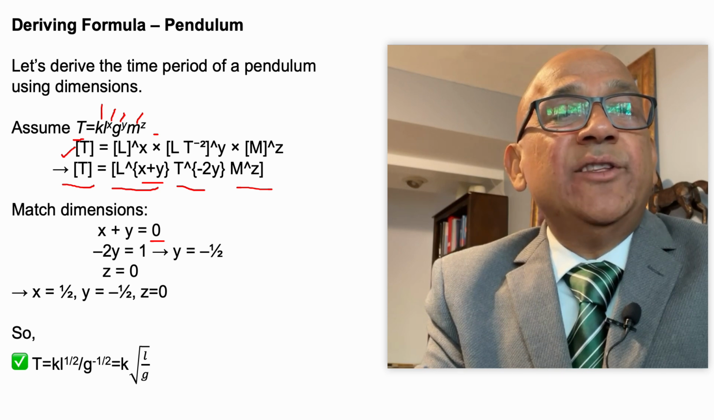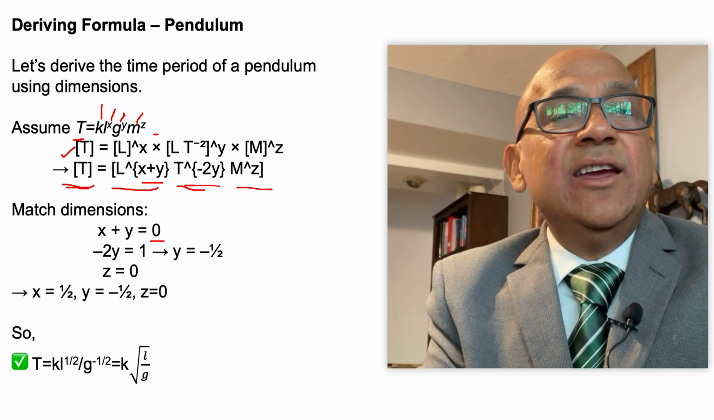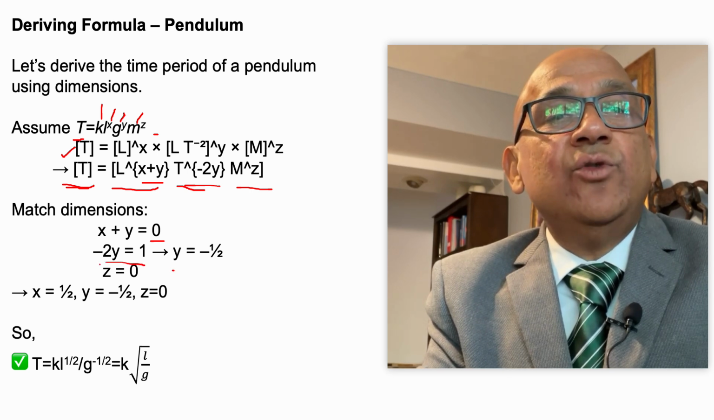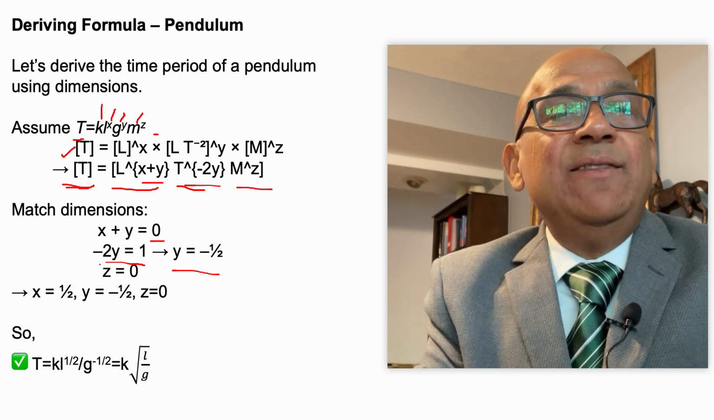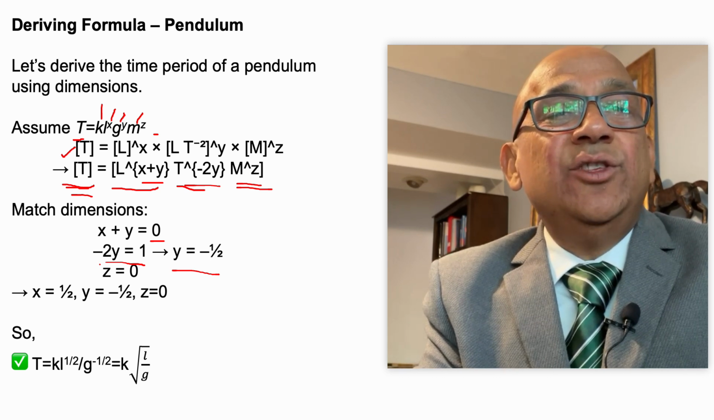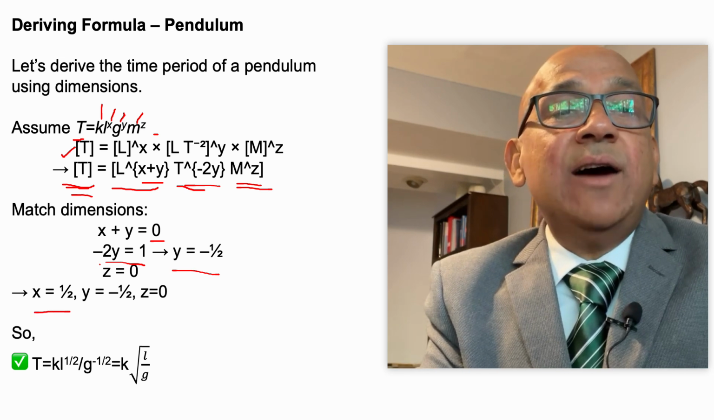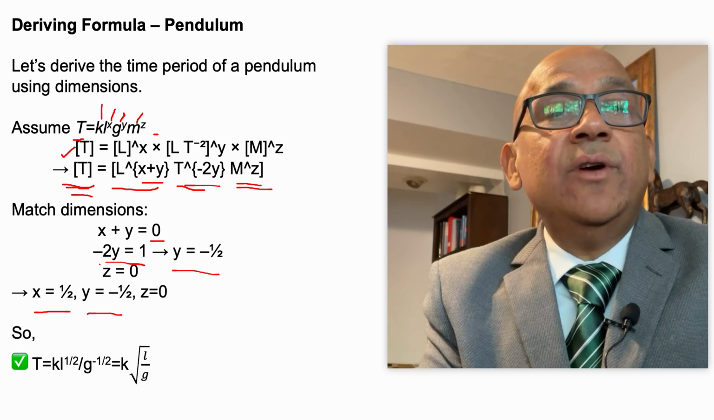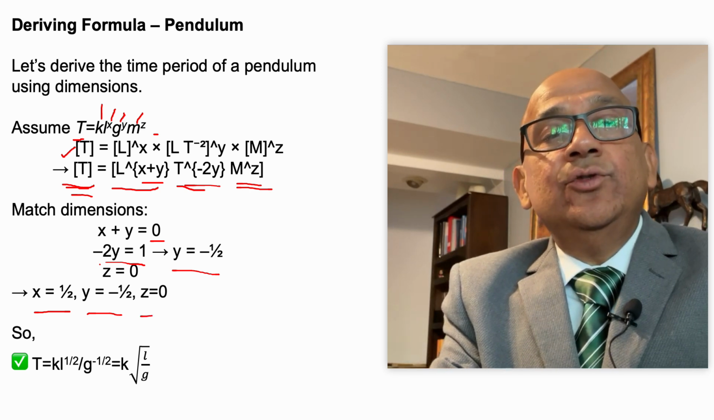Similarly, when you compare the dimensions of T, you get minus 2y equal to 1, which gives y equal to minus half. And then M to the power of z, and there is no M on the left hand side, so z equal to 0. So if you simplify these simple equations, you get x equal to half, y equal to minus half, and z equal to 0.